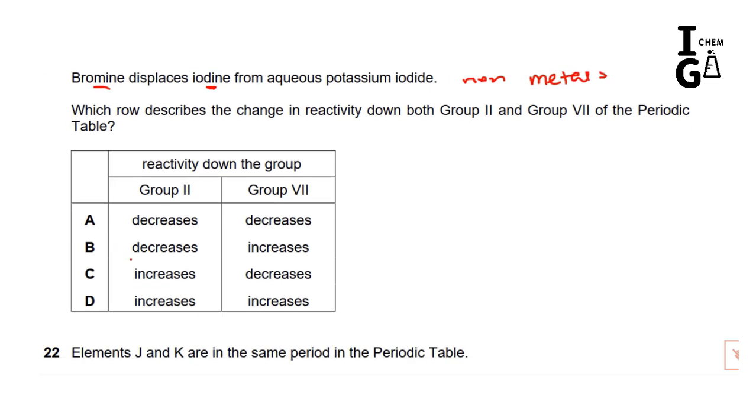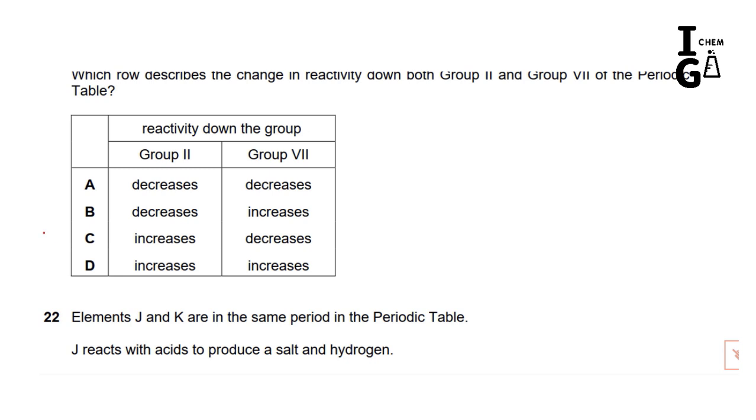Which row describes the change in reactivity down group 2 and group 7 of the periodic table? You know, guys, we have a rule. Going down the group in metallic groups, reactivity increases. So for group 2 metals, reactivity should increase. So this is wrong, this is wrong. Increases is the correct answer. And of course, it's completely opposite in the case of non-metals. Going down the group, reactivity decreases. So the correct answer should be decreases here and increases there, so it should be C. Okay, guys? So remember, metallic groups and non-metallic groups are completely opposite in terms of reactivity.